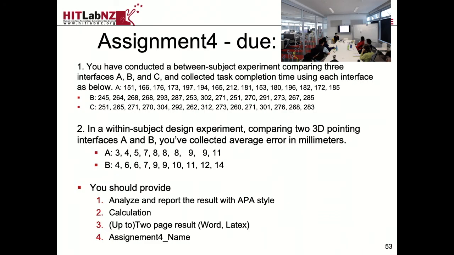Assignment: the due date is 2 weeks later, so I think that will be enough time, right? Yeah, enough time. The basic idea is the same. There are two data sets, and this one and this one are different questions. So you have to analyze and then report the result in APA style, okay?